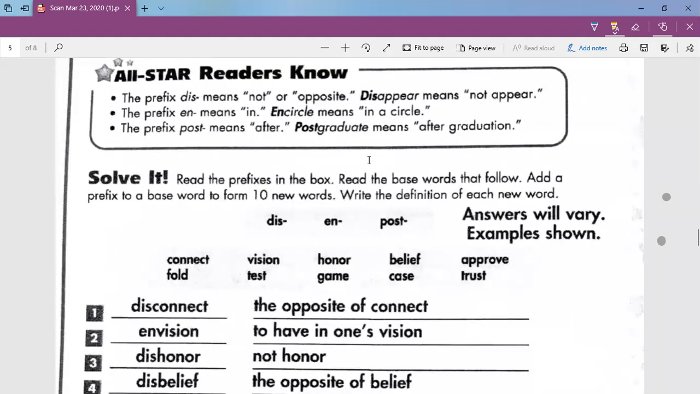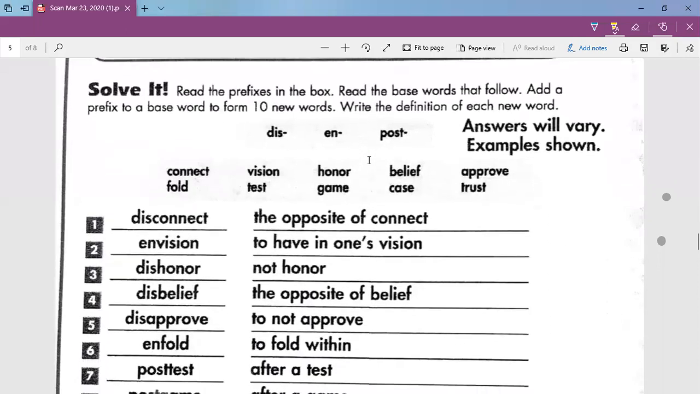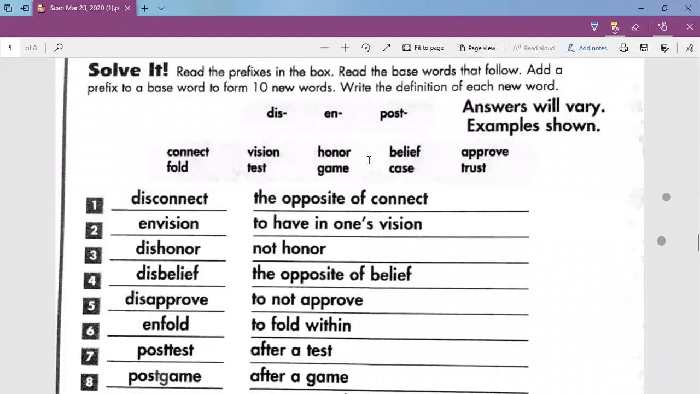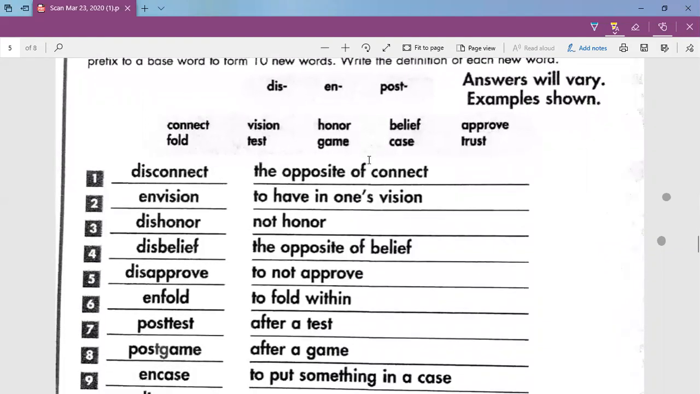Prefixes dis and in and post. Dis means the opposite, in means in, and post means after. Examples: disappear, encircle, postgraduate, which means after graduation. All right. Read the prefixes in the box. Read the base words that follow. Add a prefix to a base word to form 10 new words. Write the definition of each new word. Pay attention to this one.